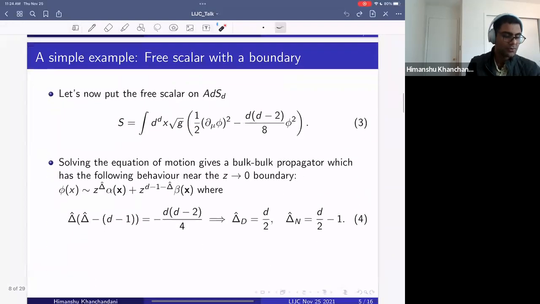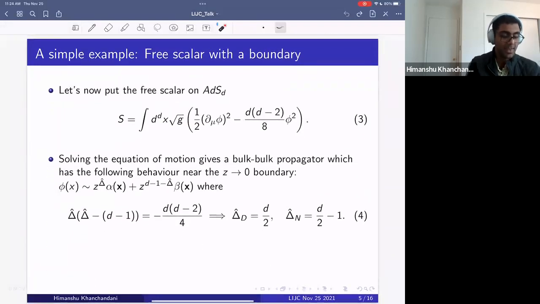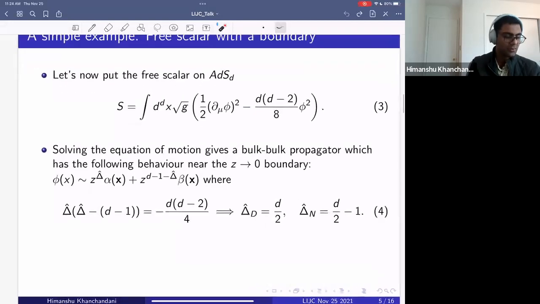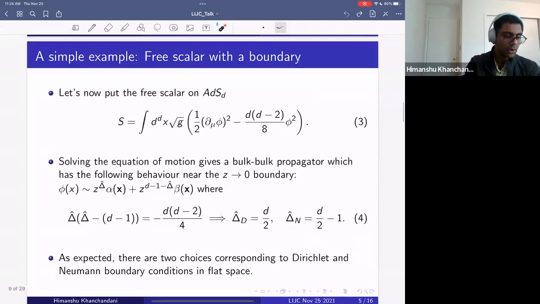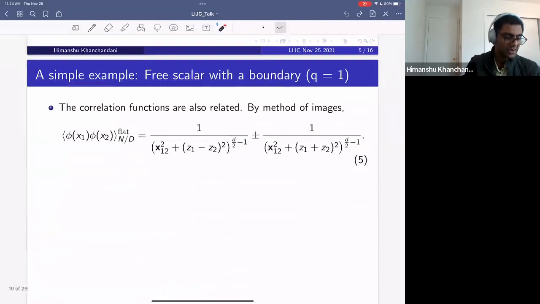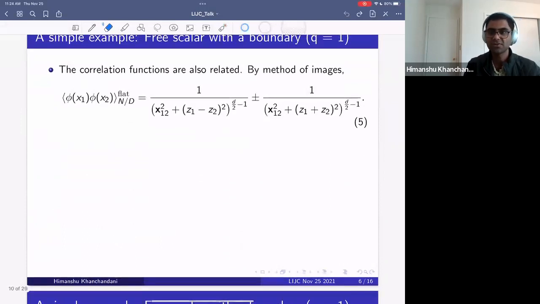If you study a free scalar on AdS, this is the action for a free scalar on AdS. You solve the equation of motion, and you get the solution which has this behavior near the boundary, and this Delta is related to the dimensions like so. There are two possible values of Delta, which are exactly d/2 and d/2 - 1, as I showed in the previous slide. These are the two possible dimensions of the boundary operators for a free scalar.